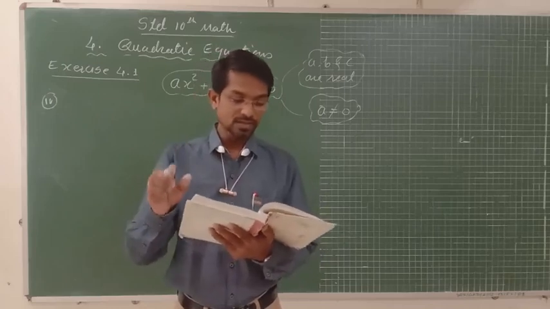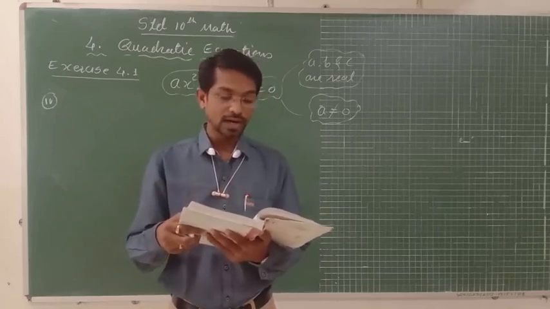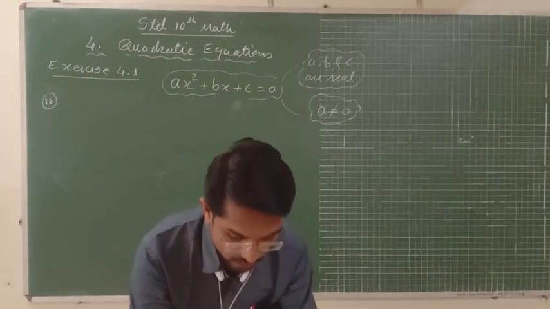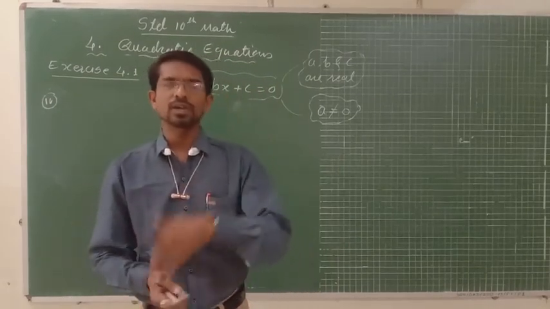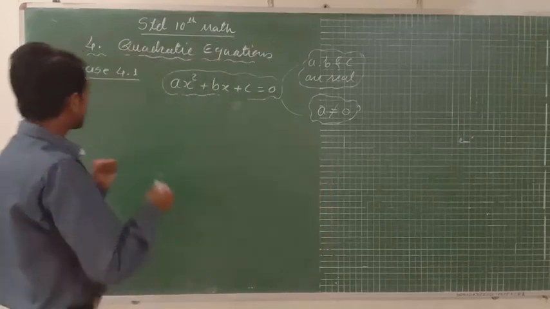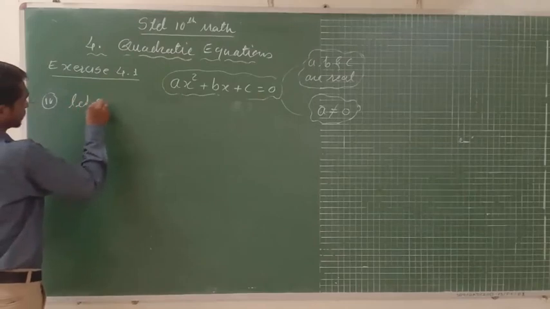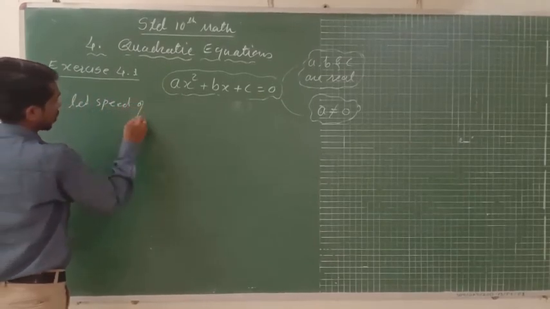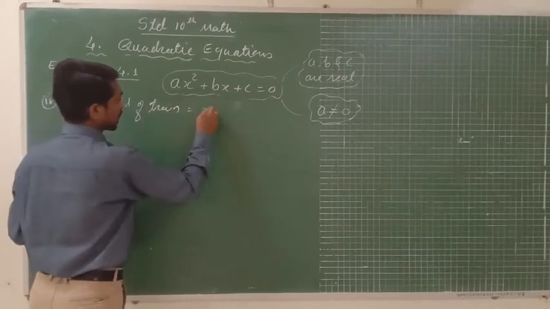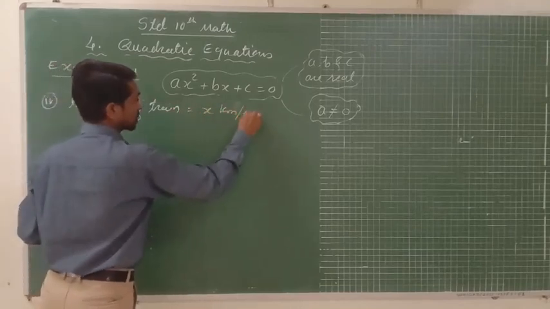Okay, a train travels a distance of 480 km at uniform speed. So what do we find out? The speed of the train. So let's take the speed of the train as x km per hour. We can start with that. Let the speed of the train be equal to x kilometer per hour.